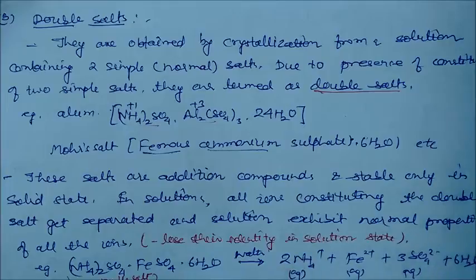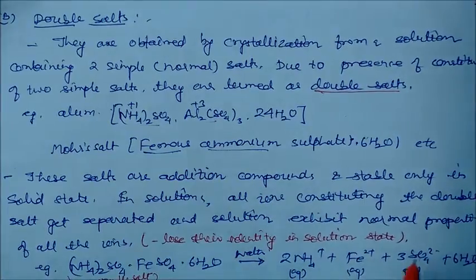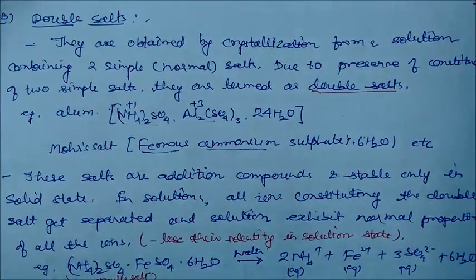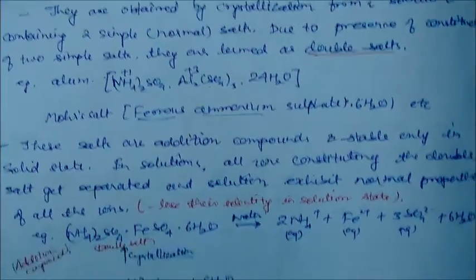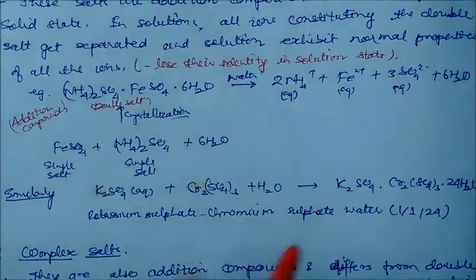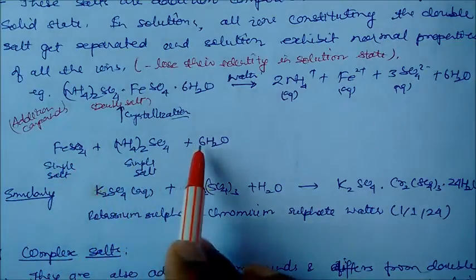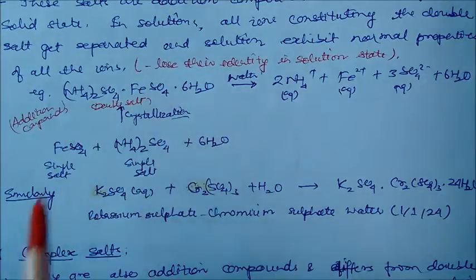Let us see an example. This is ammonium sulfate, iron sulfate 6H2O. So this is a double sulfate. When you put it in the water, it becomes ammonium, iron, and sulfate ions in the solution. So these ions are separated. They will lose their identity in the solution also. And these are formed, we can see here: iron sulfate, ammonium sulfate with water. So on crystallization, they become the double sulfates.